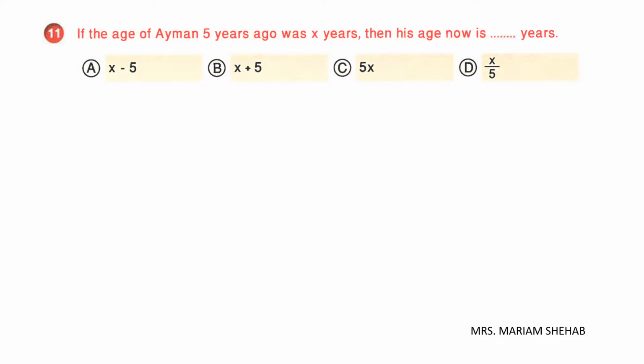Question 11. If the age of Ayman 5 years ago was X years, then his age now is how many years? You have to add 5 and X, which is X plus 5.